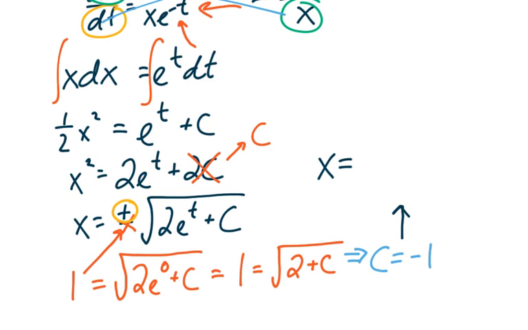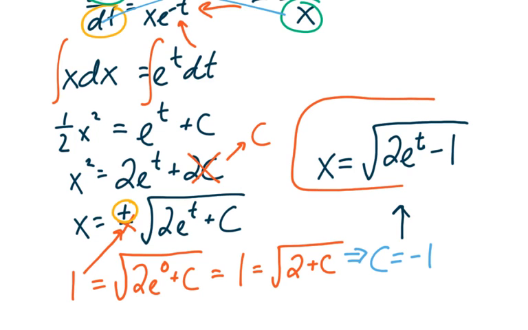X equals, not plus or minus anymore because we know it's a positive now by what we found out, the square root of 2e to the t plus c. And what was c? -1. And there you go, guys. That's a good one. So we found, again, the general antiderivative. And like we did way back in chapter 4, we can actually plug in the values for x and t, solve for c, and plug it back in.